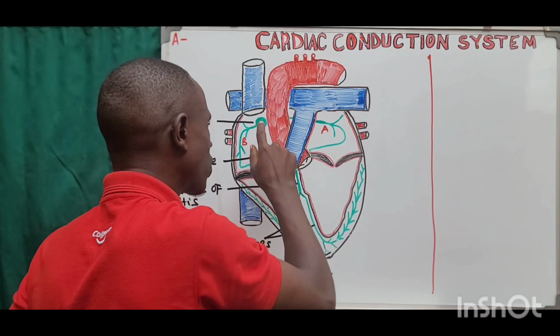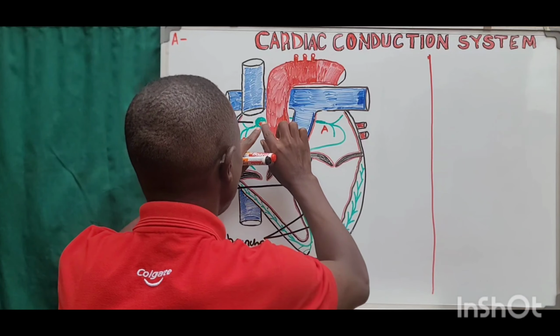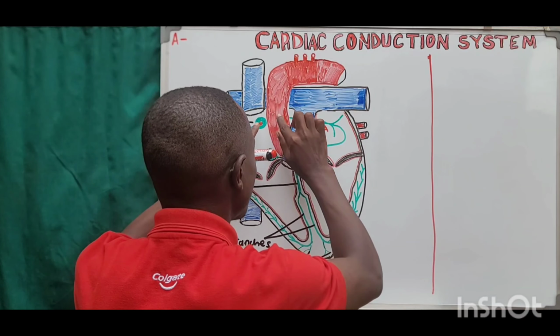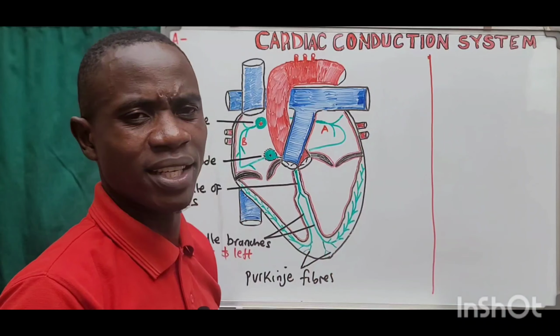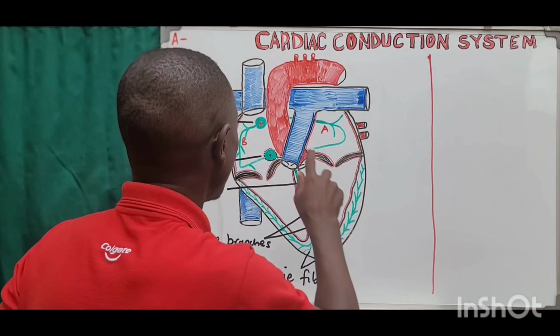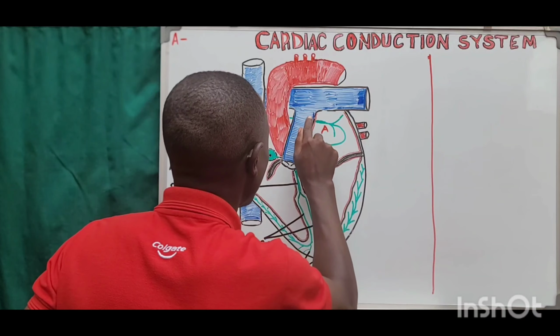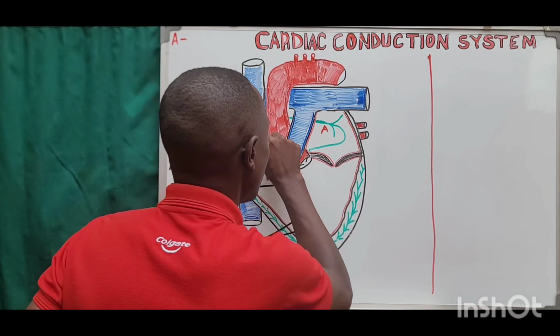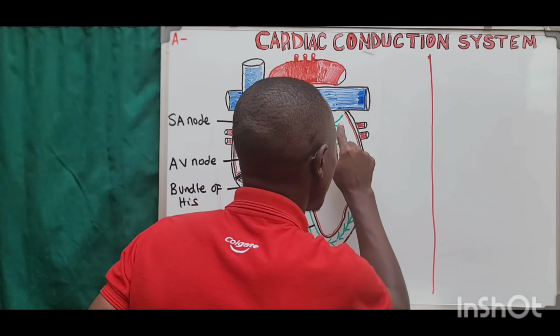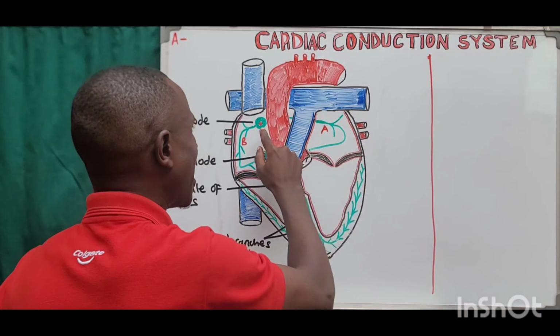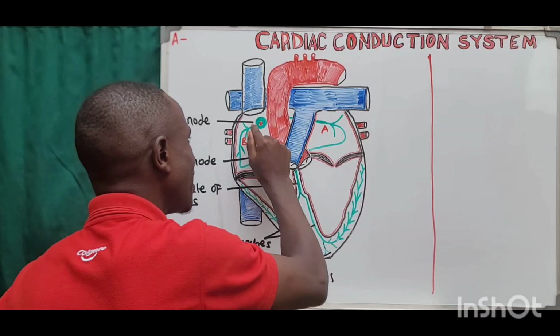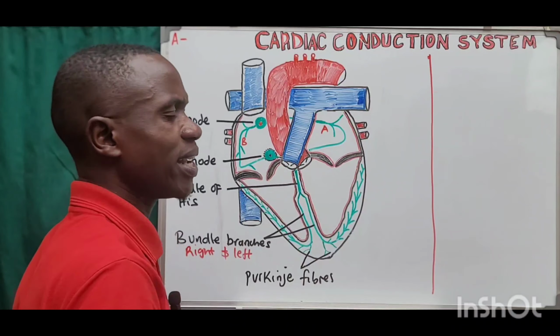Once it generates the action potentials, it is going to spread them throughout the entire atria. These are the bundles which take the action potentials from the SA node and spread them into the left atrium, and also from the SA node to the entire right atrium.